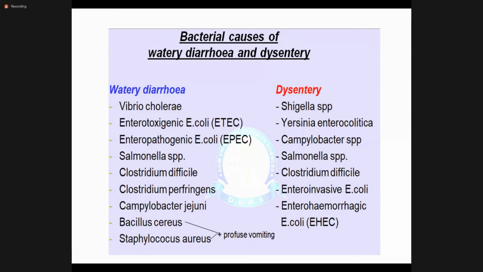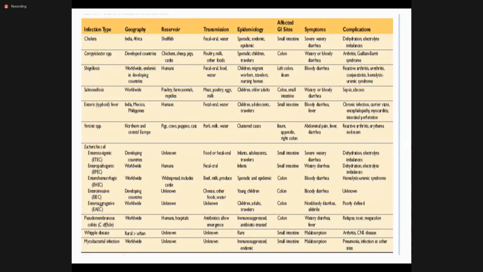Again, these are the different types of organisms along with the geographical area, their transmission, their epidemiology, and the part they are linked with. Like some organisms act on the small intestine, some organisms act on the large intestine, and the complications are associated with that.